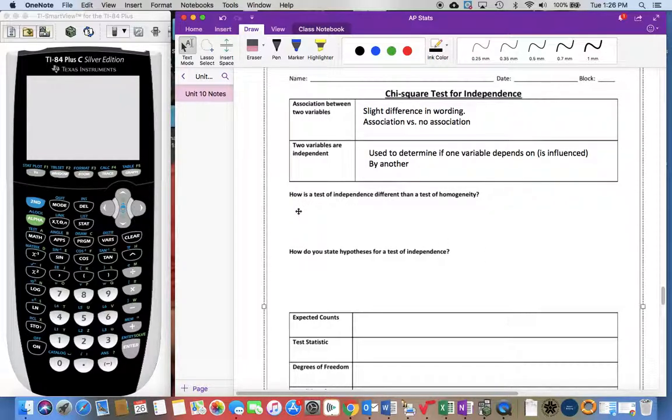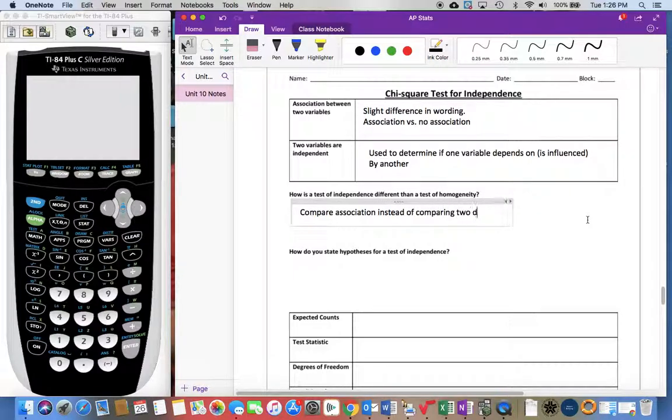So to answer this question, how is a test of independence different than a test of homogeneity? Basically, what we're looking to do here is that we compare association instead of comparing two distributions. So now we're not so much worried about is one distribution closely following another distribution. In other words, we're not as concerned with does it match what was expected so much as can we show that one of these variables is in a way associated with the other variable? In other words, is one influenced by or does it depend on the other?